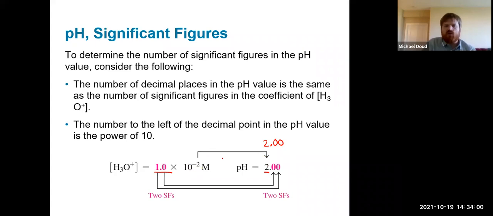Again, the reason that this gets so confusing is because using a logarithm value, basically the placeholders become significant in the logarithm value, even though we know the placeholders in a measurement don't count. That's why it gets so confusing. But the way that you can remember it is, again, count the number of significant figures in your hydronium ion concentration. That'll give you the number of decimal places you need for your pH value.